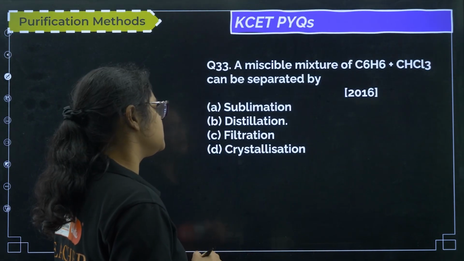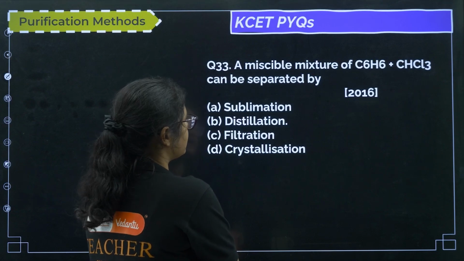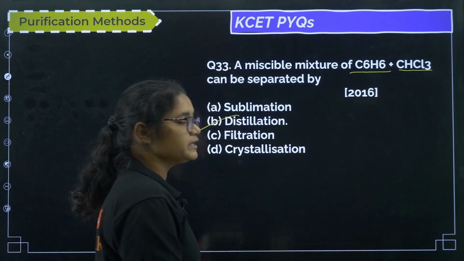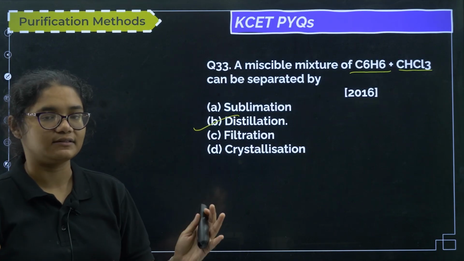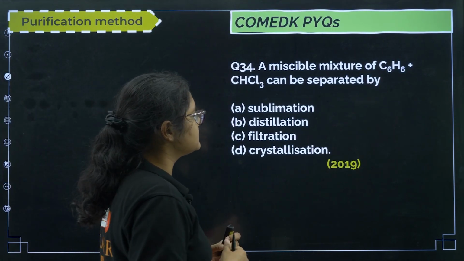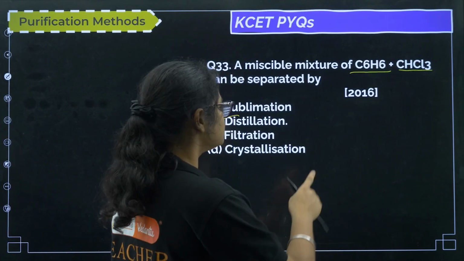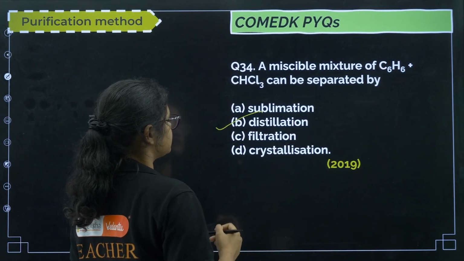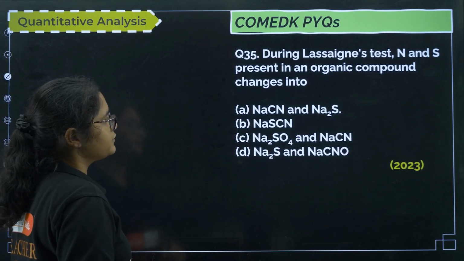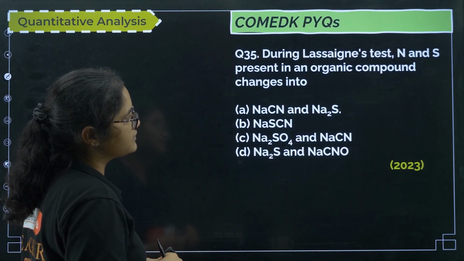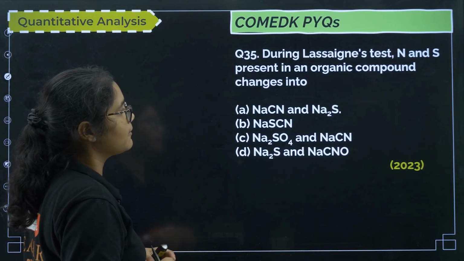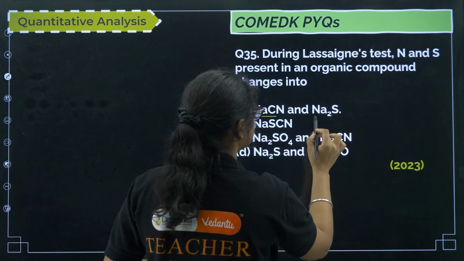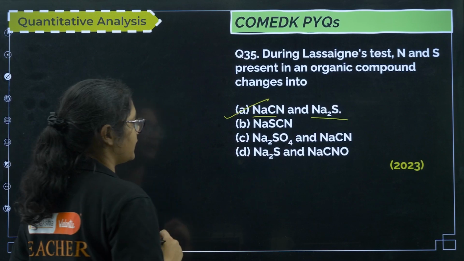Next, a miscible mixture of C6H6 plus CHCl3 can be separated by distillation because these both are liquids with a significant difference in their boiling point. This question was repeated, you can see both in 2016 and 2019, so same answer, distillation. Next, during Lassaigne test, nitrogen and sulfur present in an organic compound change to, so nitrogen changes to NaCN, right, and sulfur changes to Na2S, so option number A.